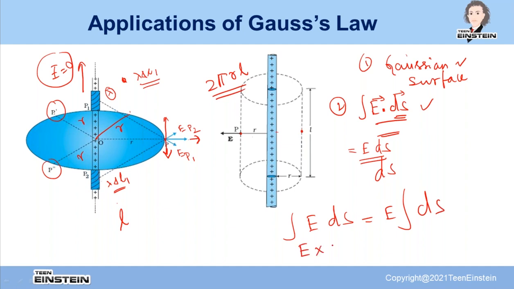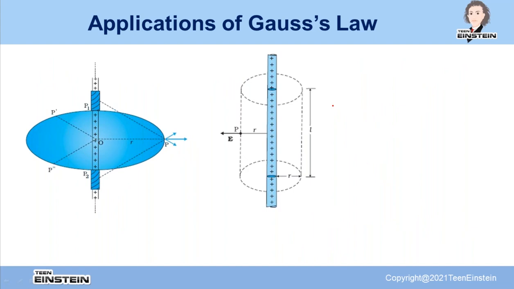I'll just remove everything. First, we drew the Gaussian surface. This depends on the symmetry of the charge distribution, which was a line charge density, so we had to take cylindrical symmetry. Second, we had to calculate the total flux through the Gaussian surface. Through the flat surfaces the electric flux will be 0, so we only have to calculate the flux through the curved surface, which we have already calculated: E times 2 pi rL. This is the total flux through the Gaussian surface.